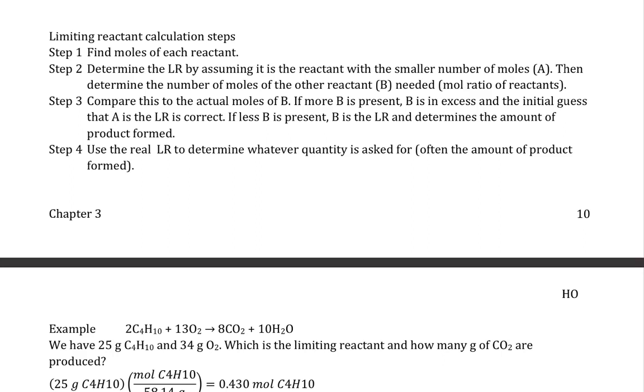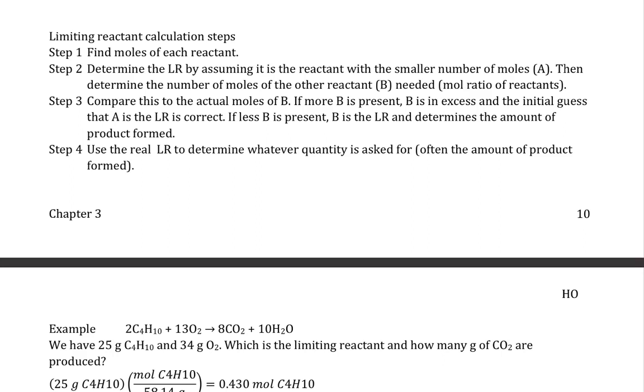Step 2, determine the limiting reactant by assuming it is the reactant with the smaller number of moles. Let's call that compound A. Then determine the number of moles of the other reactant, compound B, needed from the mole ratios. Step 3, compare this to the actual moles of B.